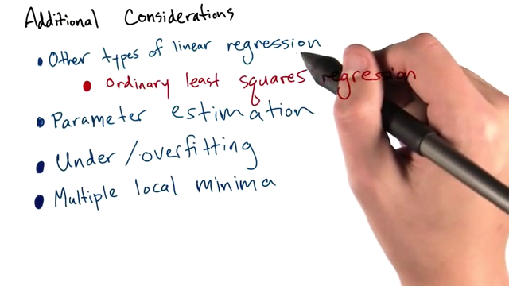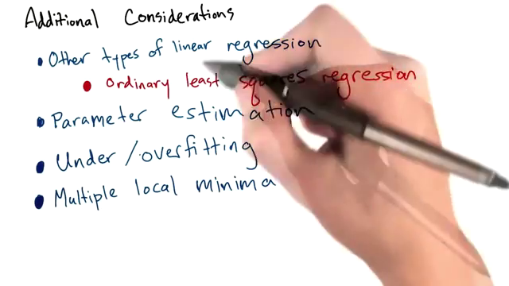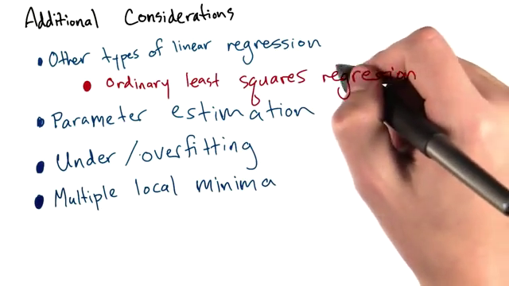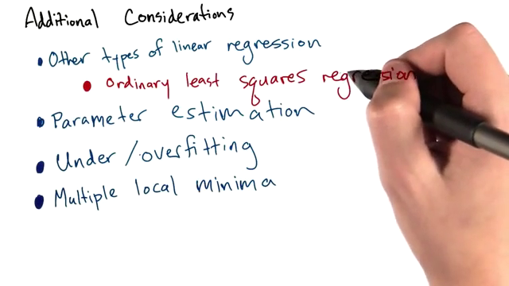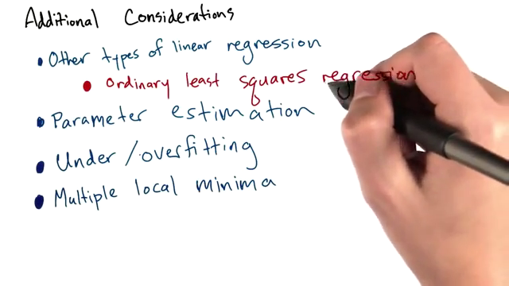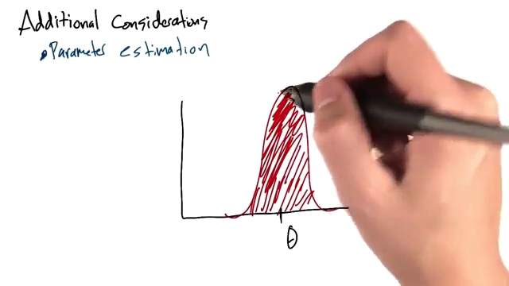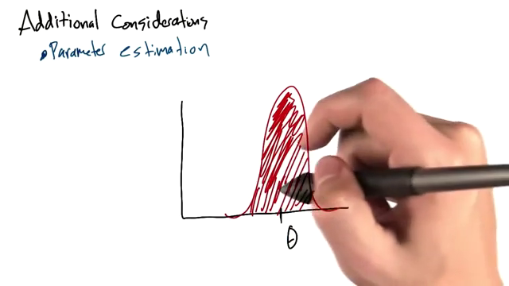There are a bunch of other ones, and in some sense they may be better. Ordinary least squares, for example, is always guaranteed to find the optimal solution when performing linear regression, whereas gradient descent is not. Additionally, we haven't really talked about parameter estimation and putting confidence intervals on those parameters.